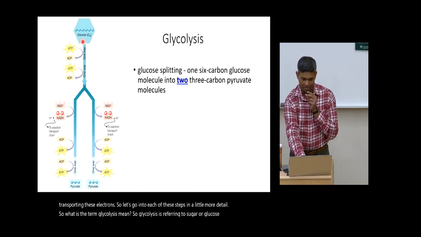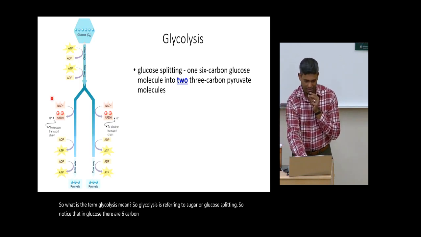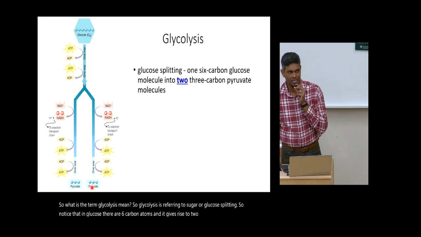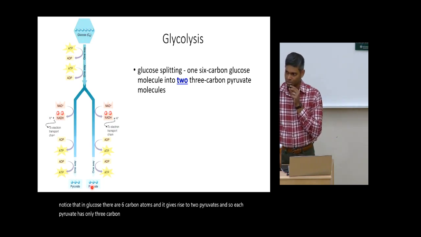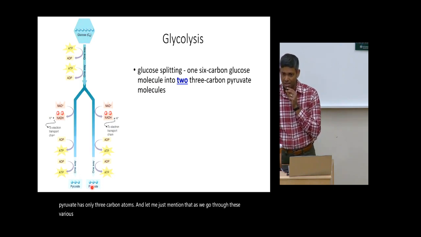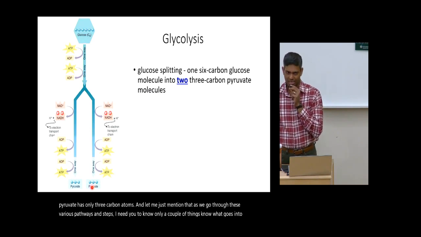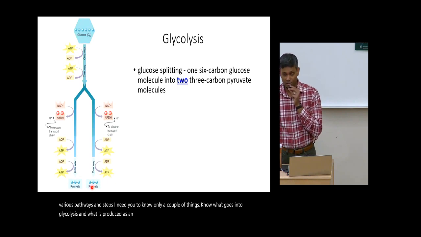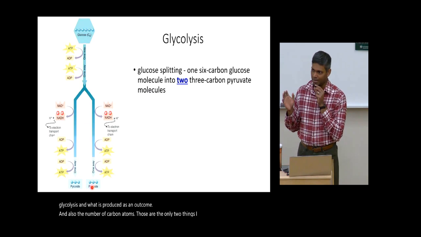So notice that in glucose there are 6 carbon atoms, and it gives rise to 2 pyruvates, right? And so each pyruvate has only 3 carbon atoms. And let me just mention that as we go through these various pathways and steps, I need you to know only a couple of things. Know what goes into glycolysis and what is produced as an outcome, and also the number of carbon atoms. Those are the only 2 things I want you to keep in mind.